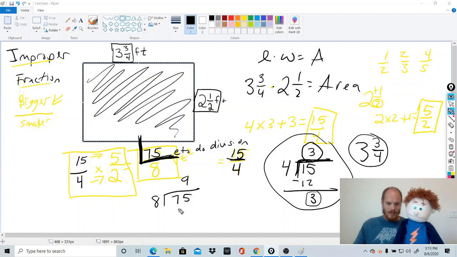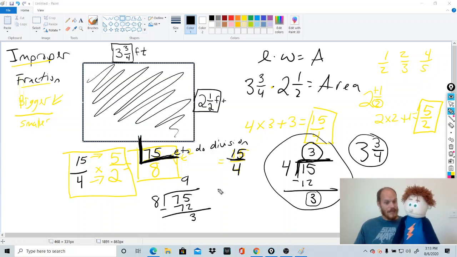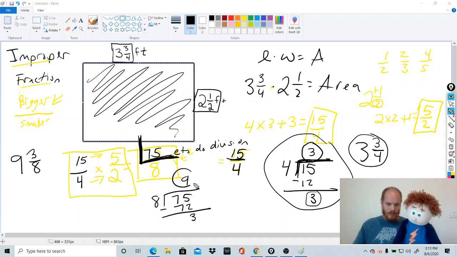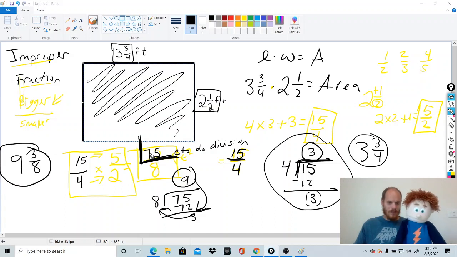Exactly 9 times without going over. 8 times 9 is 72. And I stopped there, Tommy, because I'm out of numbers. I don't want to put a decimal and a 0, not yet. So how many whole times does it go in? 9. Exactly. And how many pieces? 3. And what's the size of the pieces? 8. Exactly, we just go in a fashion like this. So it's 9 and 3/8 is your area. Oh man, that's it? That's it.